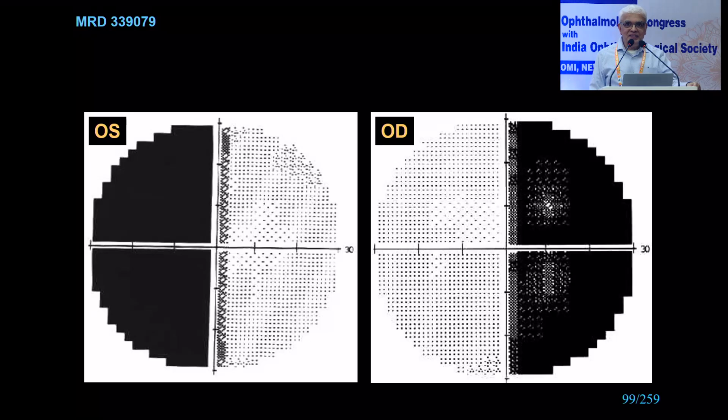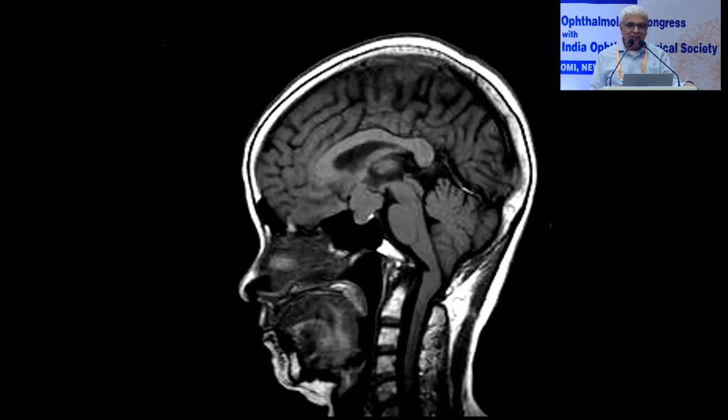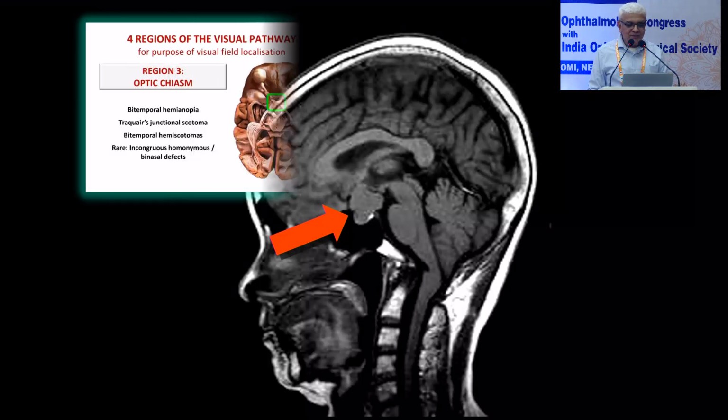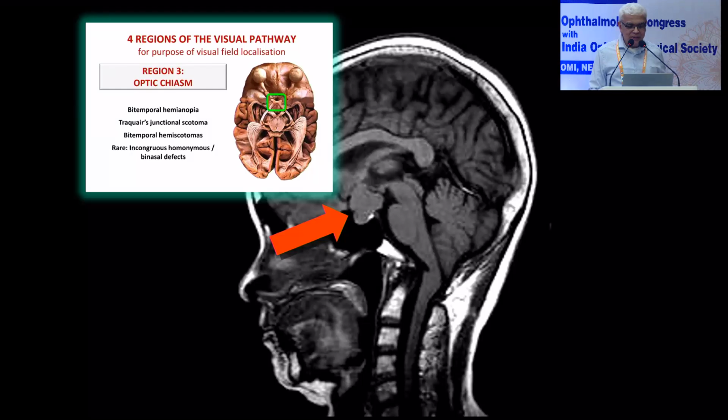Right, so what is this? Bitemporal hemianopia. Done. Okay, let's do the MRI. Okay, Kuresh says yes, we'll do the MRI. And what do you see here? You can see the pituitary adenoma there, which is chiasm. Okay, right, so this is easy, optic chiasm.